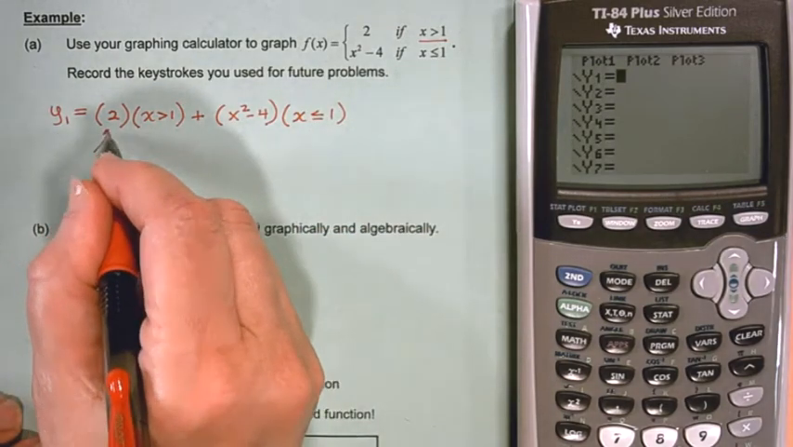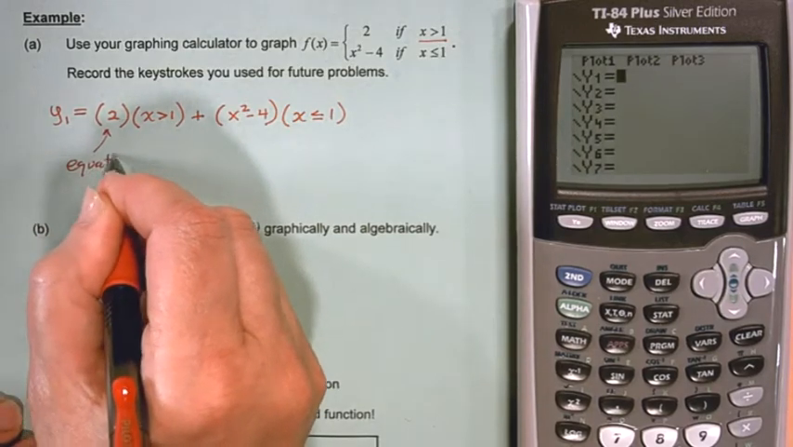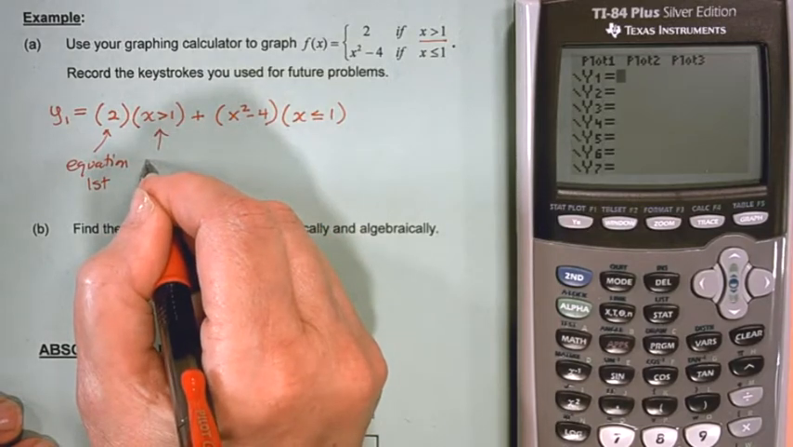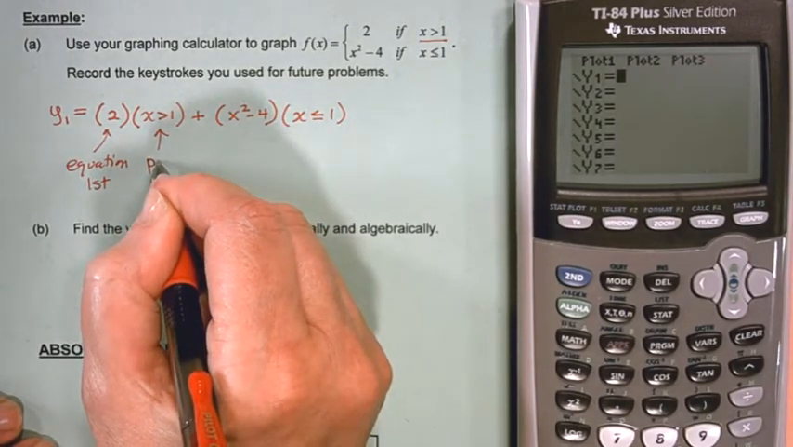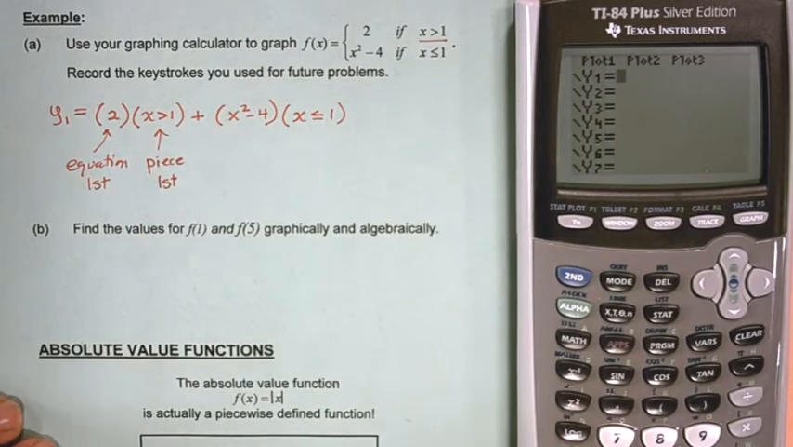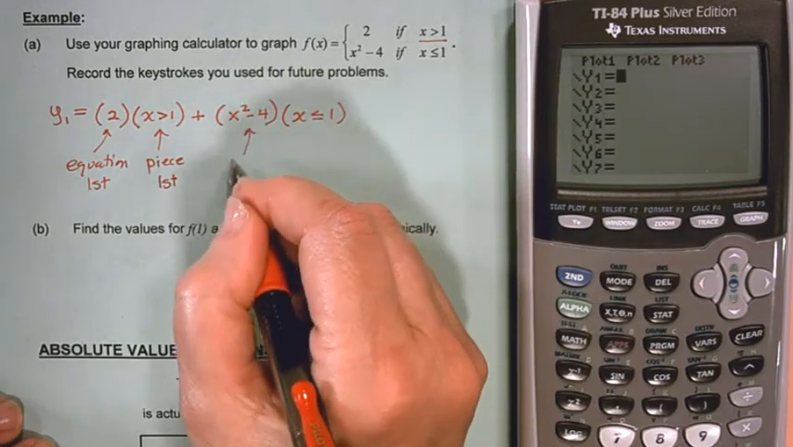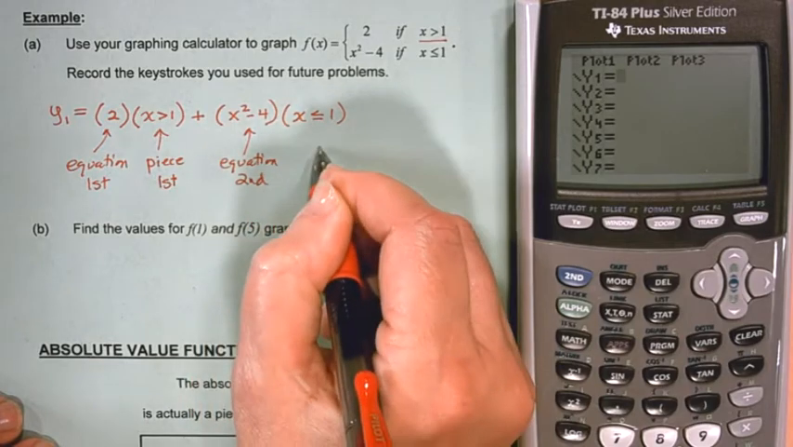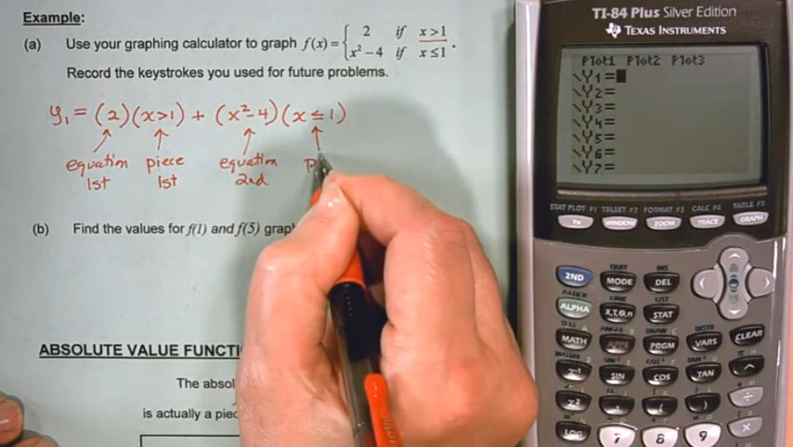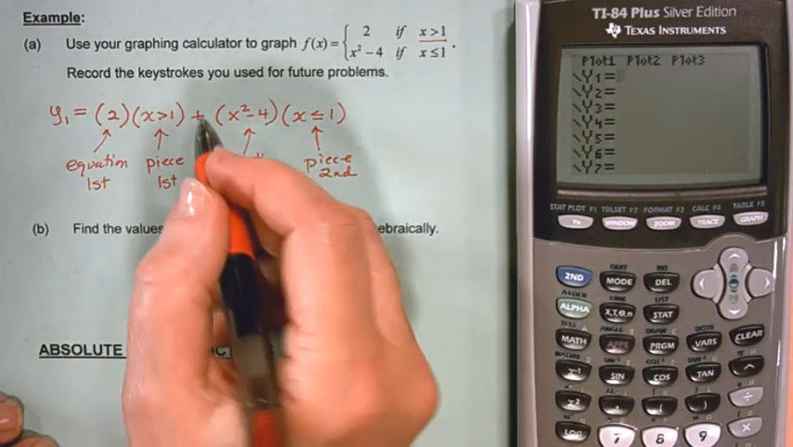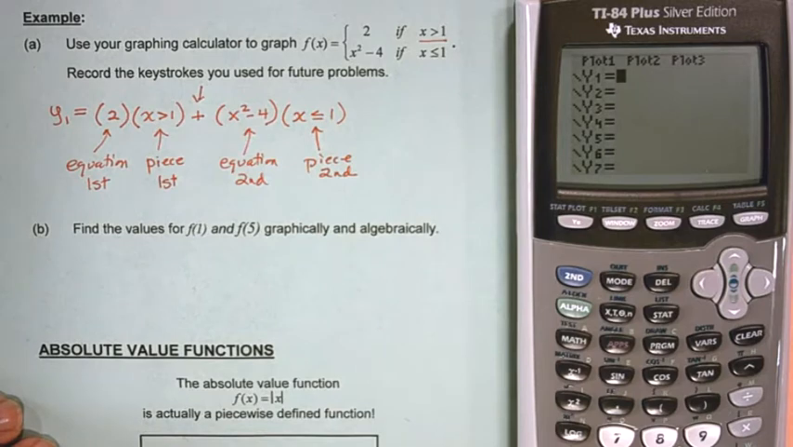So this was the equation for the first piece. That was the inequality that described where that equation was. This equation that came second. And this is the second piece. All connected with a plus sign. That's very important. Well, let's give it a try.